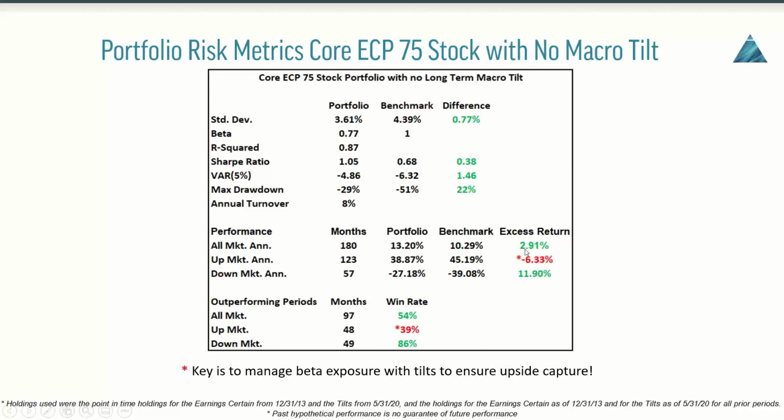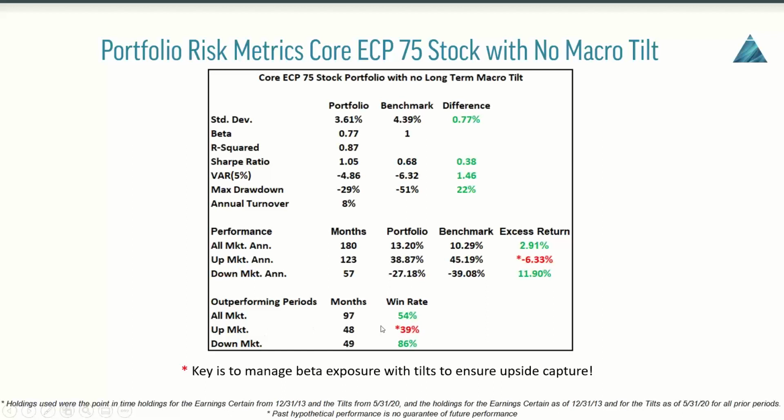We actually lagged, and this is one of the things that we managed to. Okay, that's why I have it here in red. Down market returns, we outperformed to the tune of almost 12%. Again, speaking to that defensive nature, right? That beta of 0.77 and that return per unit of risk, much lower risk with higher returns per unit of risk. So the idea here is that all markets, we have a 54% win rate overall.